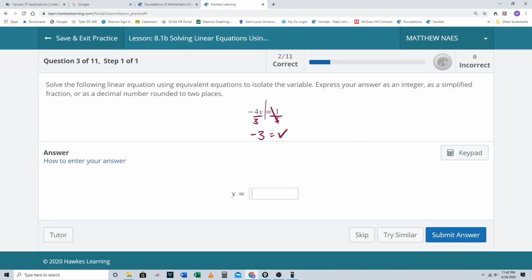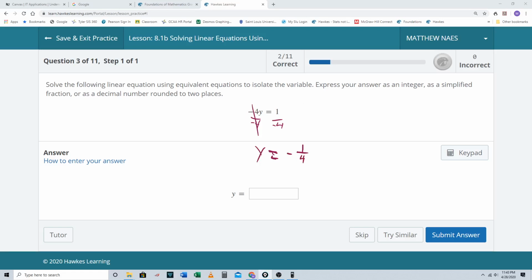All right. So here we have negative 4 times y, because that is multiplication. The opposite of multiplication is division. So divide by negative 4. Negative 4 gives you y is equal to negative 1/4.